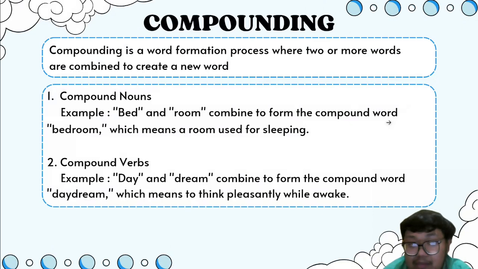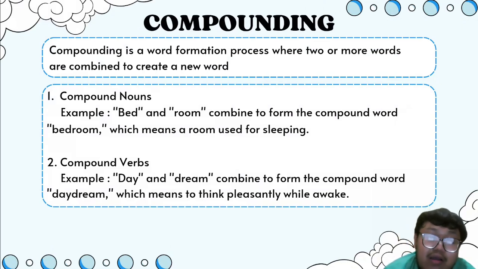Next, we have compounding. Compounding is a word formation process where two or more words are combined to create a new word. There are three types of compounding. The first is compound nouns. The result of a compound noun is a noun. For example, bed and room combine to form the compound word bedroom, which means a room used for sleeping.